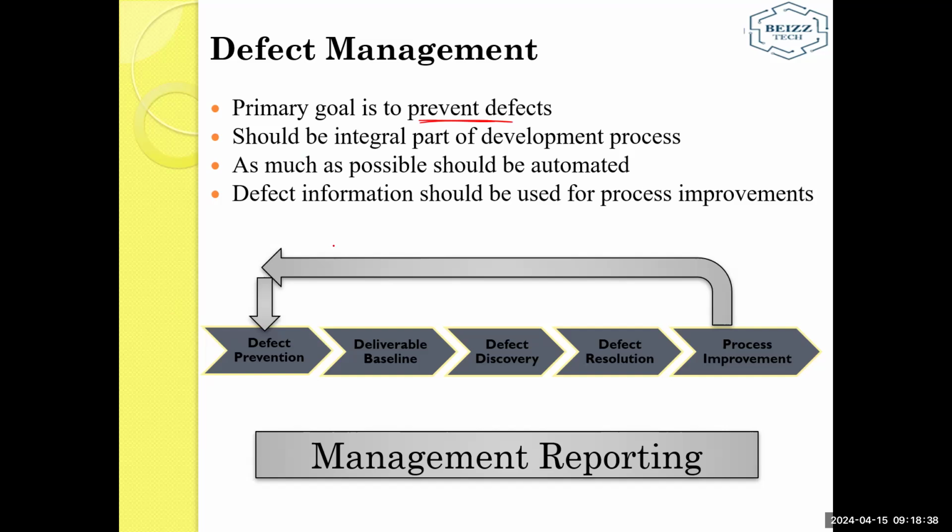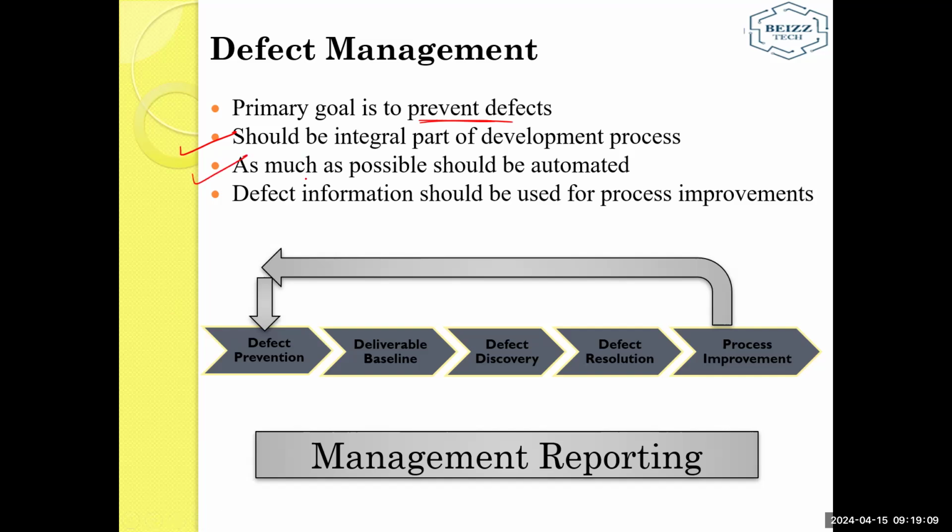We are trying to review each and every phase, each and every document, so that one defect or the related defects of that one defect should not be noticed in the later phases of development. So that's the reason testing is an integral part of the development cycle, right? Similarly, the primary goal, that is preventing a defect, defect management, that's also an integral part of this entire development process. So as much as possible, we can automate this process.